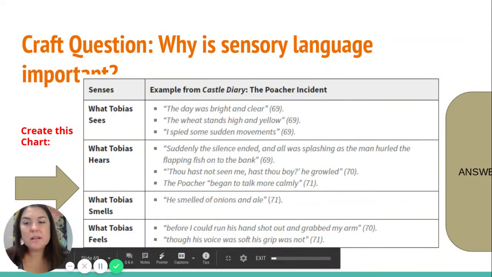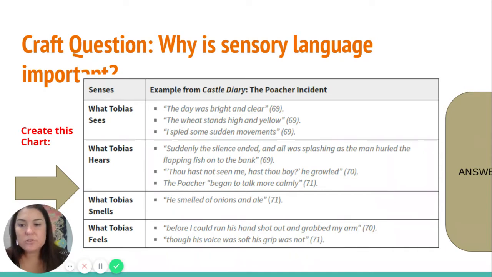All right, now you've already done this, but I want to review it because it's so important to the writing piece you're getting ready to do. You've read the Poacher incident in the Castle Diaries, and you've analyzed, which means break down, how sensory details are so important. That was your craft question for that lesson. So you've thought about, what did Tobias see? What did he hear? What did he smell and feel and taste?